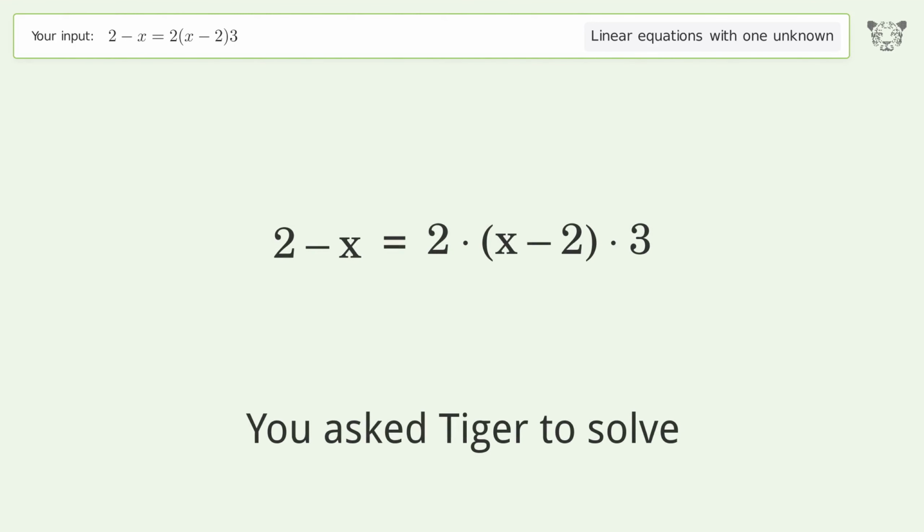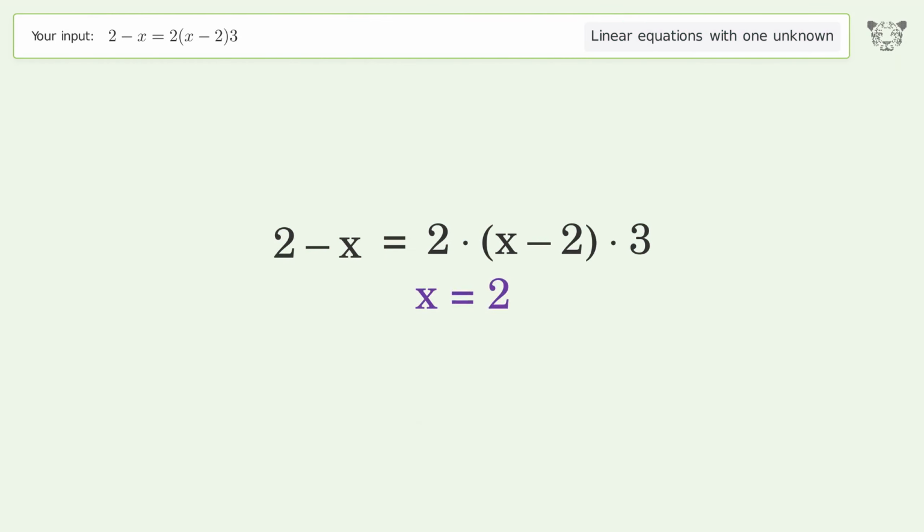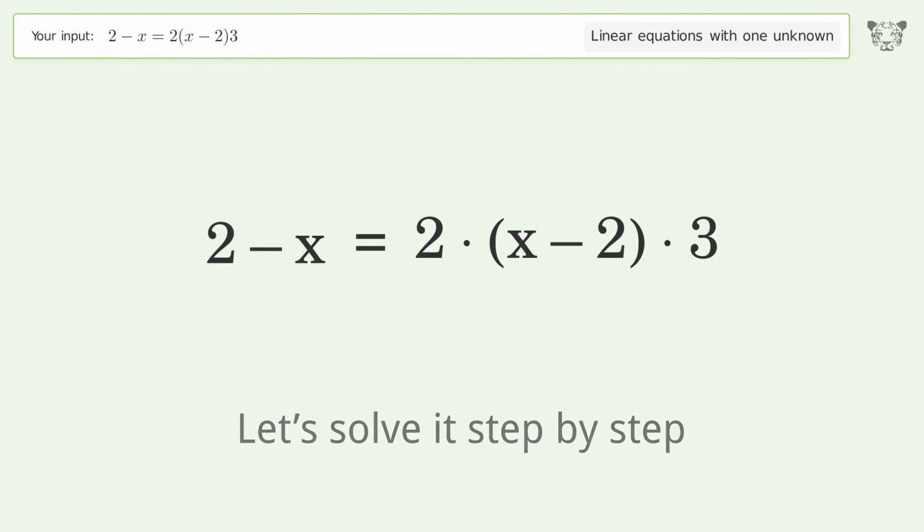You ask Tiger to solve. This deals with linear equations with one unknown. The final result is x equals 2. Let's solve it step by step.